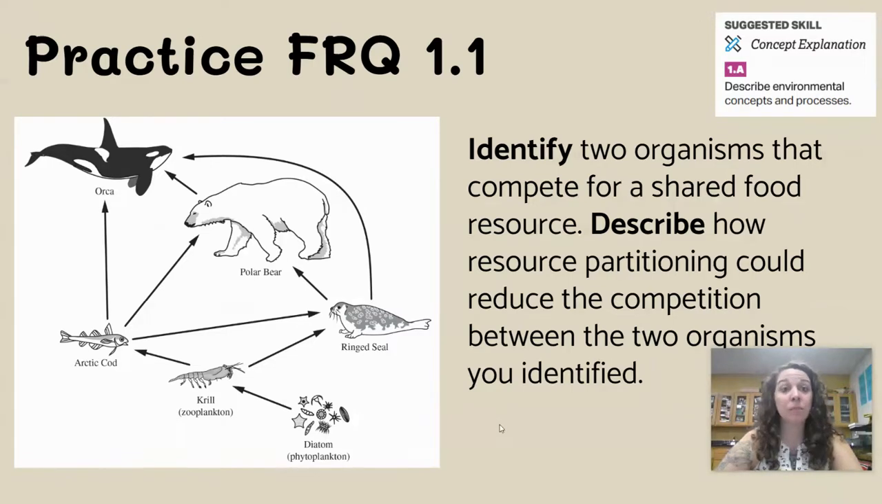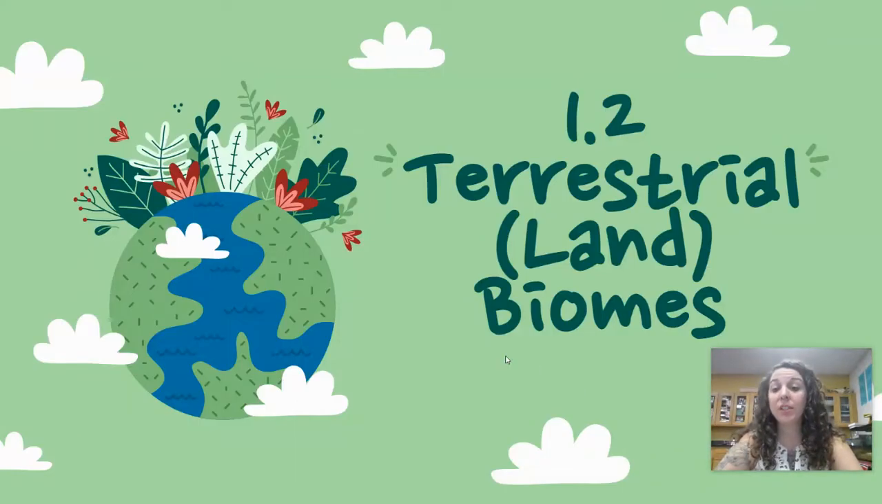So that's 1.1. So what I want you to do in your note sheet is I want you to use this right here, and don't spend a ton of time on this, guys. It's just practice, okay? Identify two organisms that compete for a shared food resource and describe how resource partitioning could reduce the competition between the two organisms that you talked about. Then we're going to move on to 1.2, which is our terrestrial or our land biomes.